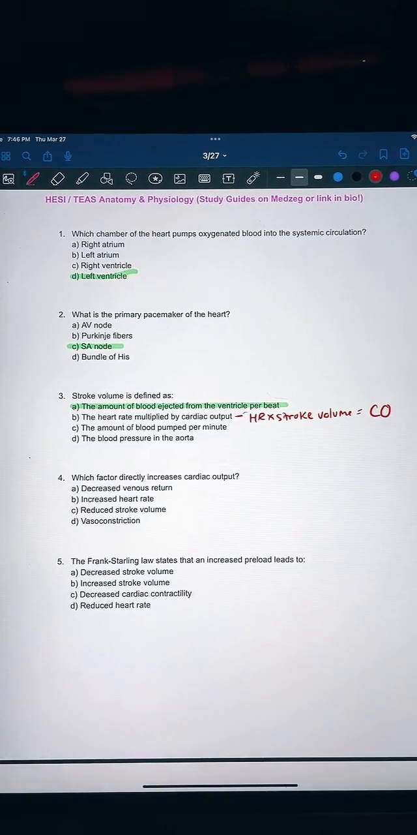Number 4, which factor directly increases cardiac output? Moving on to number 4 now, guys. Which factor directly increases cardiac output?